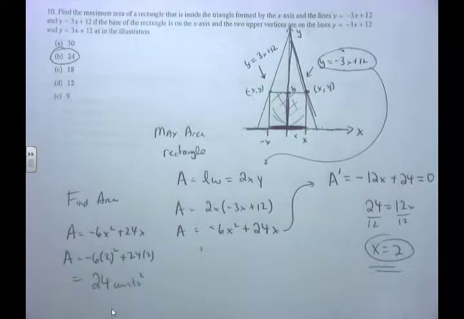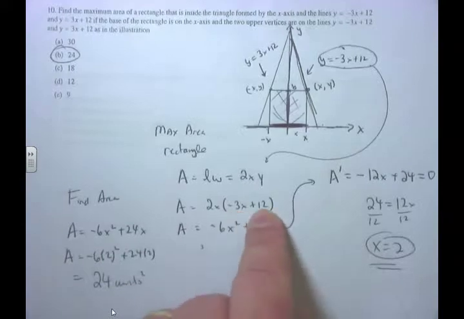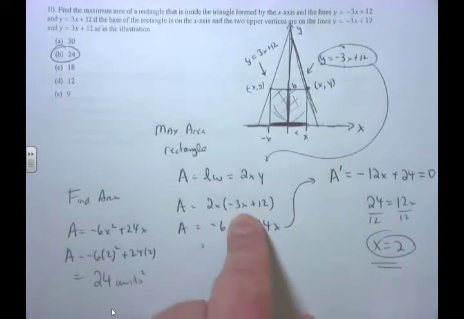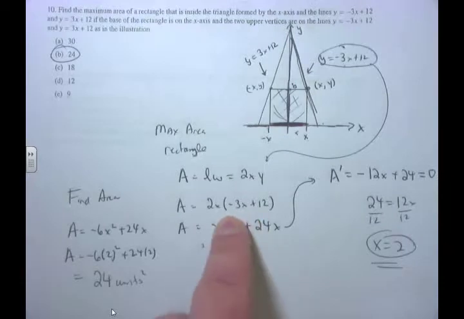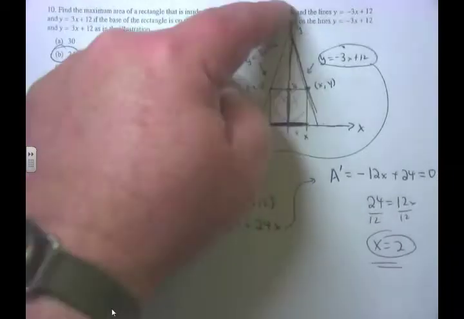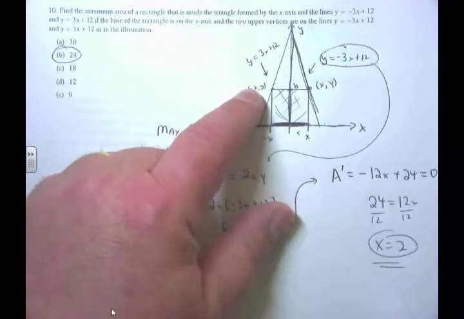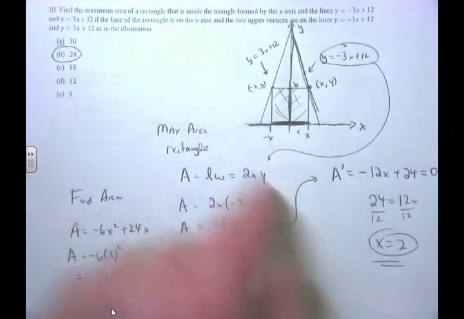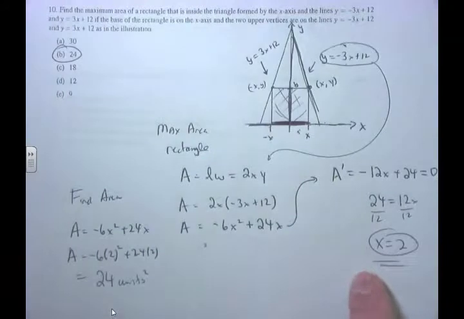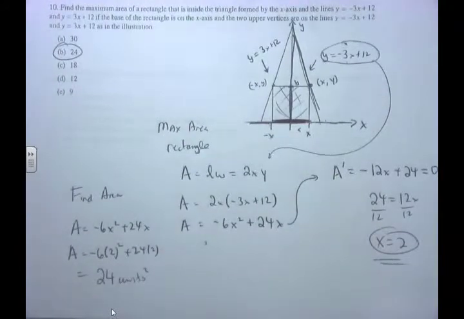Sure. You would have gotten x equals negative 2 because you put in the equation 3x plus 12 instead of negative 3x plus 12. And that's what I was just mentioning. If you put in the equation y equals positive 3x plus 12, that's the line in the second quadrant. In the second quadrant, your x's will be negative. So you get the same number, negative 2, but when you plug it in, you get the same area. So you could have used either equation.